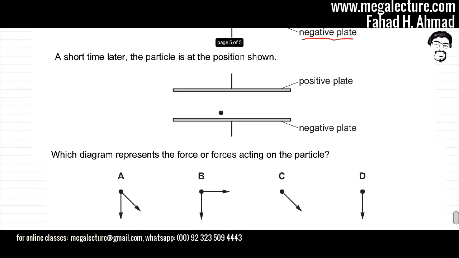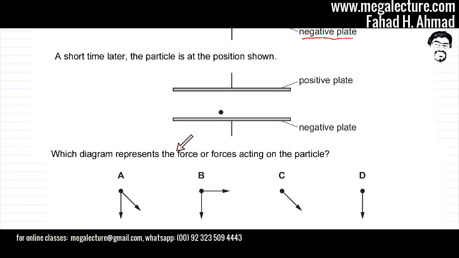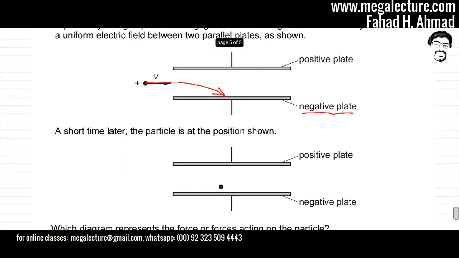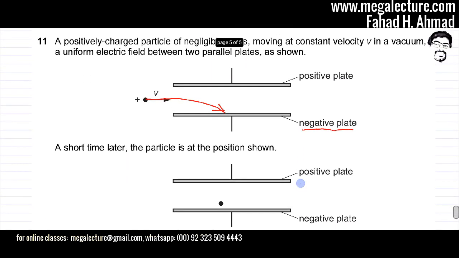The question then reads: which diagram represents the force or forces acting on the particle? So let's go back and figure it out. Remember to ignore the path of the particle. Just remember the force that must be acting on the particle. There's going to be just one force acting on the particle. There's an electric field which moves from the positive plate to the negative plate. It's going to drag the positive charge downwards.